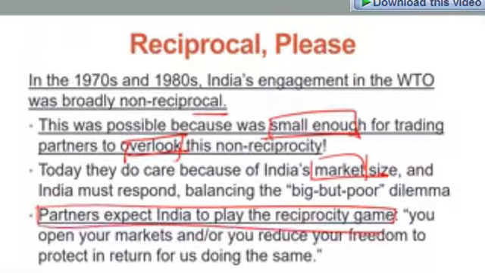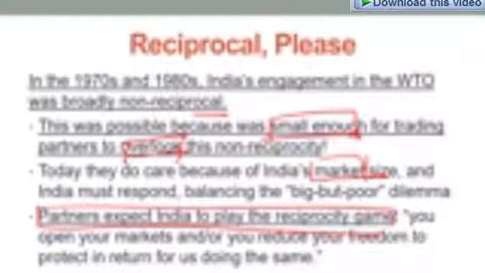You can use this exact language: you open your markets or you reduce your freedom to protect. Only then will we allow you to come into our market, or we'll reduce our own freedom. India cannot say, I want to protect my market, but I also want to access your market, and at the same time, I won't allow you to come into my market. This kind of discussion is not going to happen anymore, is what the economic survey says.